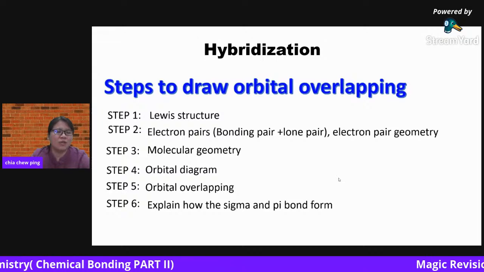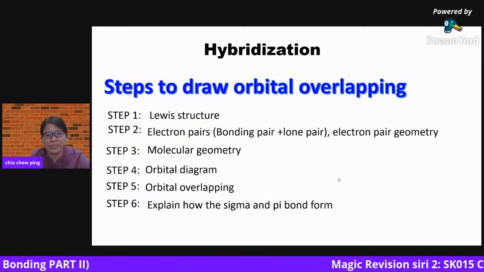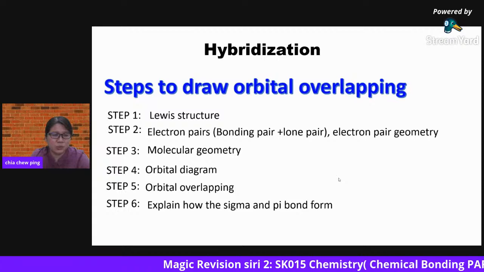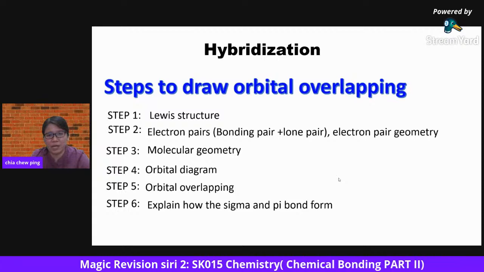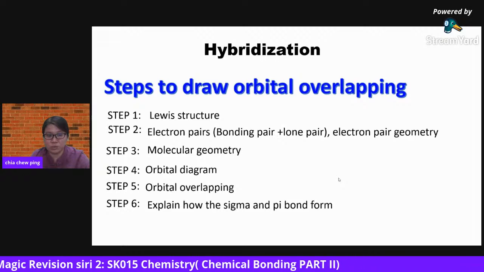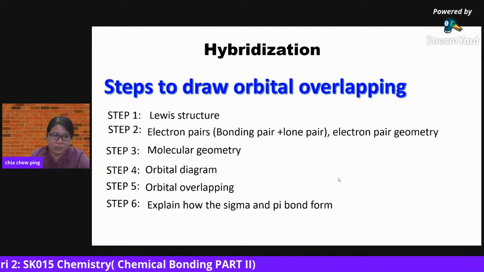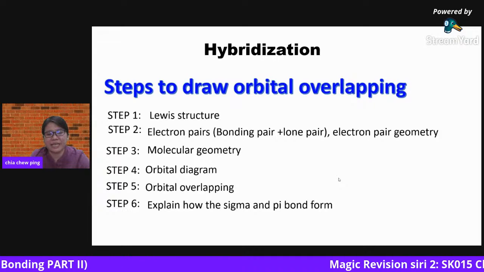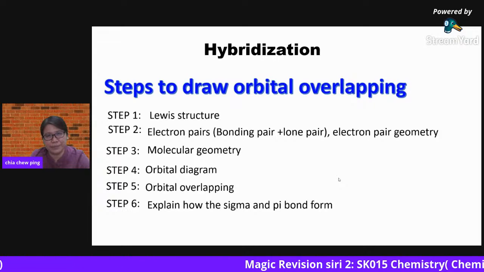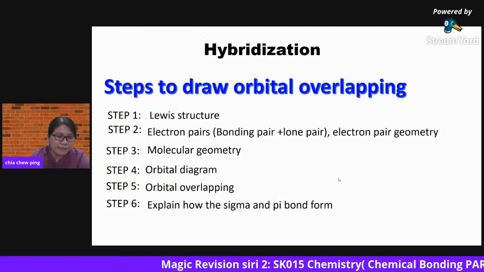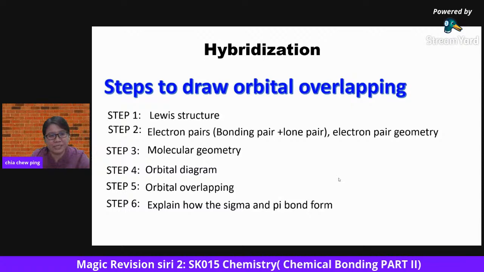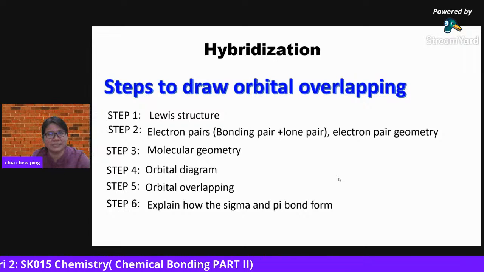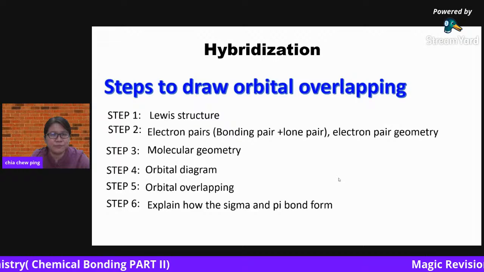Okay, now, first one, the steps to draw orbital overlapping. First, you must draw the Lewis structure. Number 2, determine the electron pairs: bonding pairs, lone pairs, and electron pair geometry. Step 3, molecular geometry. Step 4, orbital diagram for the ground state, excited state, and the hybrid state. After step 5, you can draw the orbital overlapping. Step 6, you can explain in a sentence how the sigma bond and the pi bond form. Okay, this is the first one.